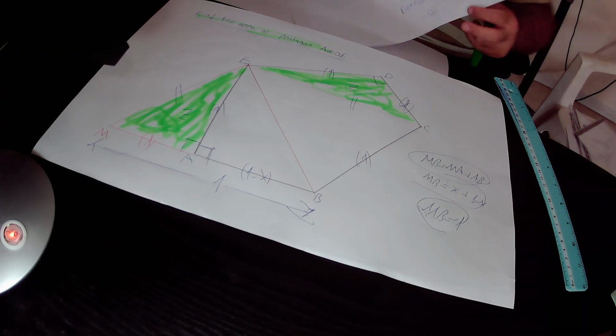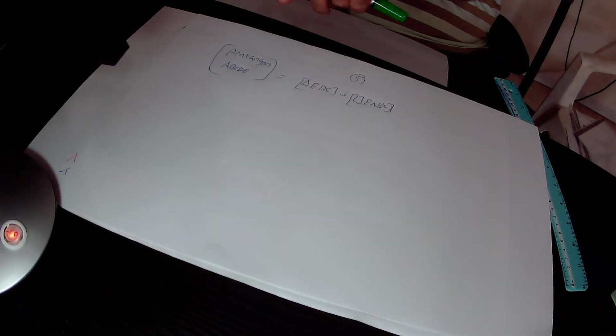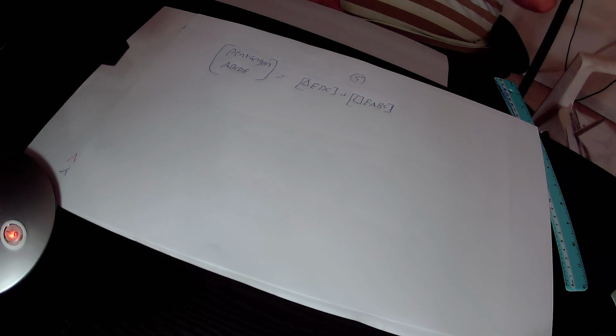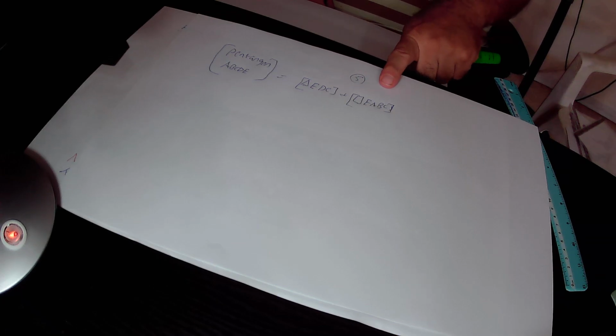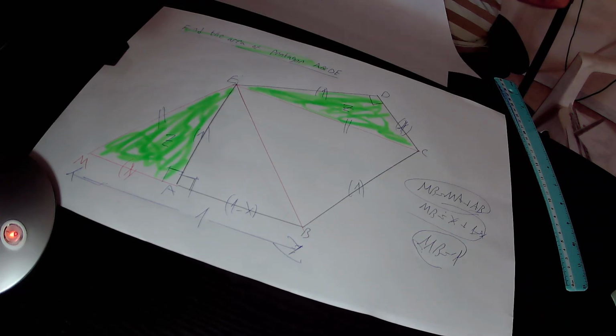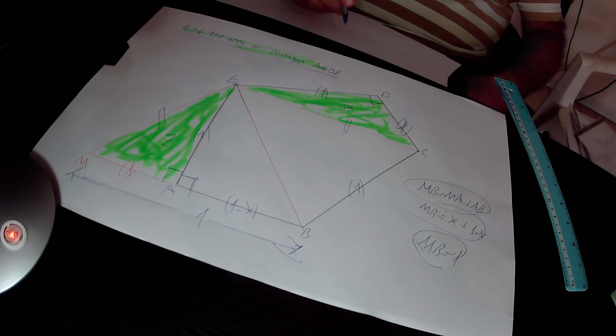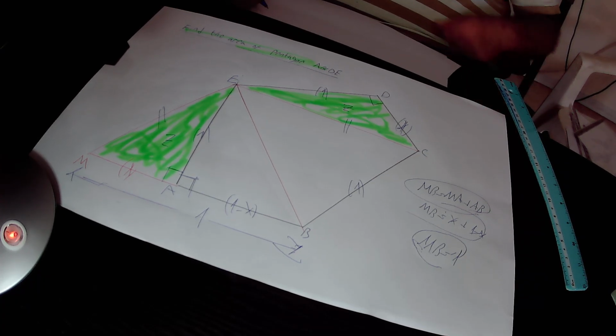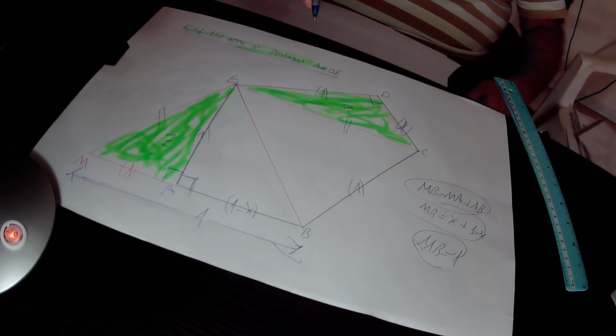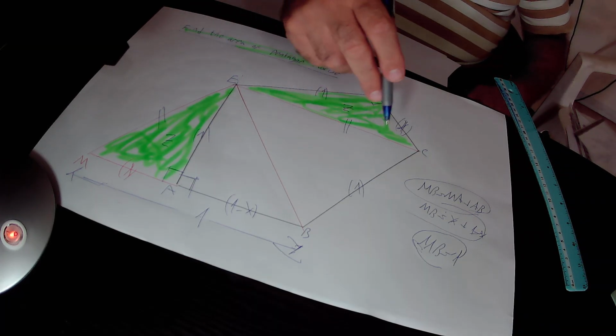And again, the area of the big pentagon ABCDE is equal to the area of the green triangle EDC plus the area of quadrilateral EABC. So we found out that the area of this triangle EDC is equal to Z. So it's also the area EDC is Z, plus the area of this quadrilateral EABC.